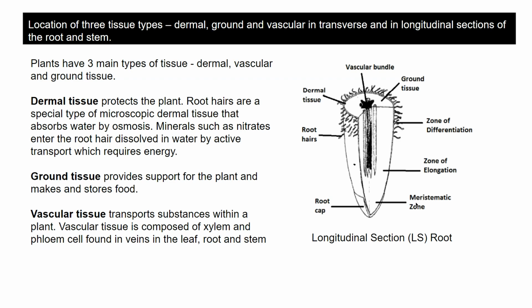Meristematic cells at the tip. Behind that, newly formed cells are stretching. And behind that again, newly formed cells are now developing into different types. They're differentiating into either ground or vascular or dermal.